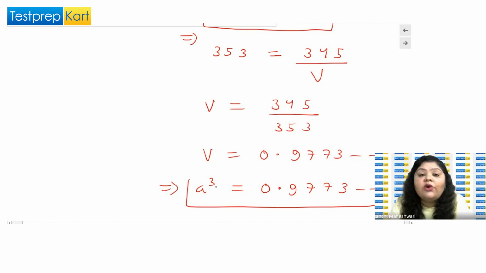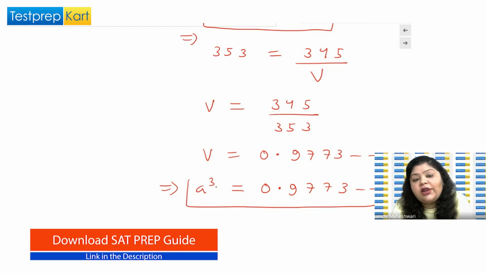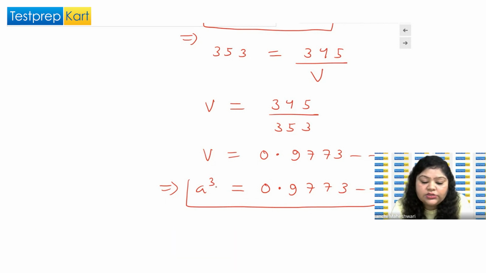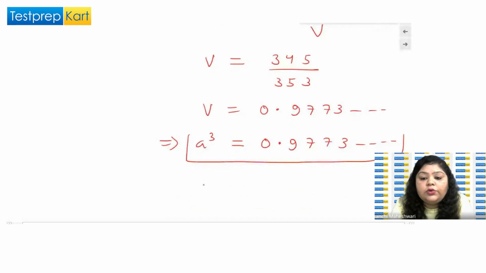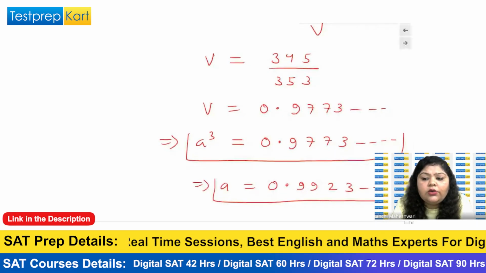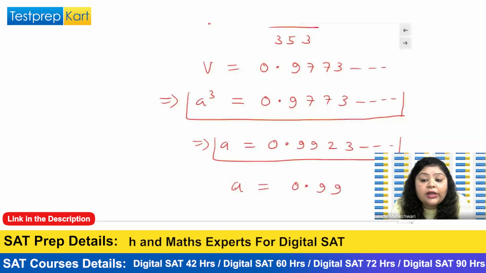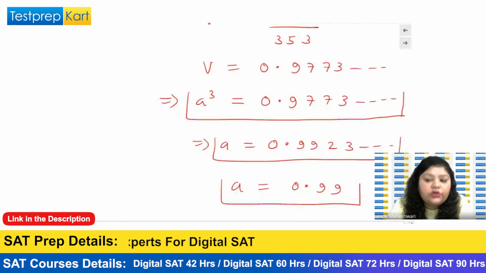And you are looking for the value of a. So just take the cube root of this and you will find your answer. Once I take the cube root, the value of a comes out as 0.9923, and so on. Some decimal places are also there, but you can conclude the answer up to 2 decimal places. So the value of a should be 0.99. This is the side length of the cube, and that has to be your final answer.